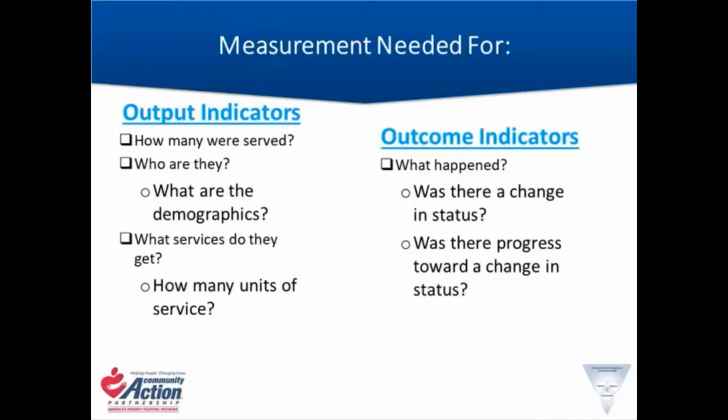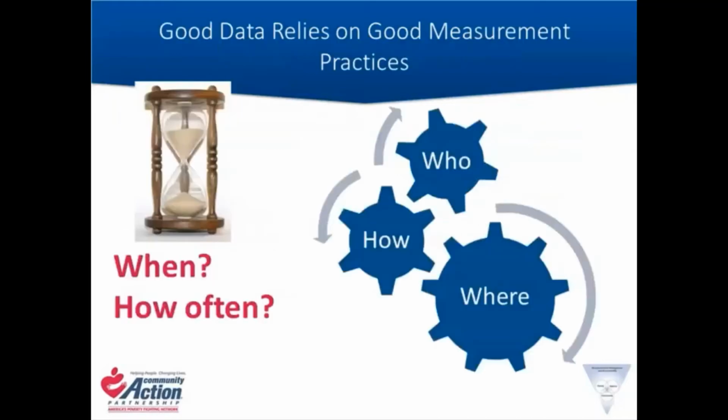So thinking about those family changes, changes in knowledge and behavior, in skills, looking at a change in status, moving from one condition to the next. So really making sure that we've got those processes in place beforehand so that when the outcome is achieved, we know what we need to collect as the proof. So of course, we know that good data relies on those good measurement practices.